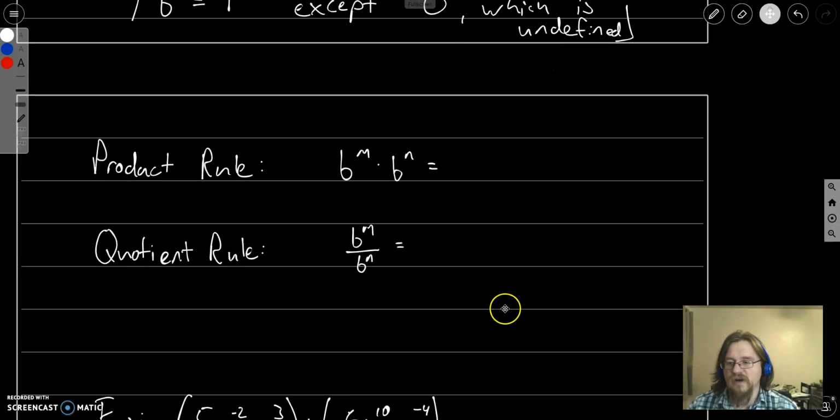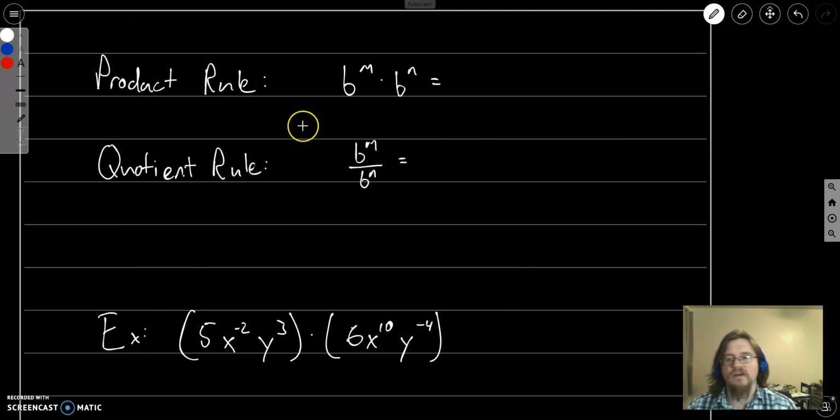So we have a product rule and quotient rule for exponents. If we multiply b to the m and b to the n, we will get b to the m plus n. So what started as multiplication down below becomes addition up top. And this makes sense if we think about it. b to the m, that's m b's in a row all being multiplied together. So we have b times b times b all the way up to b. So we have m copies of b here.